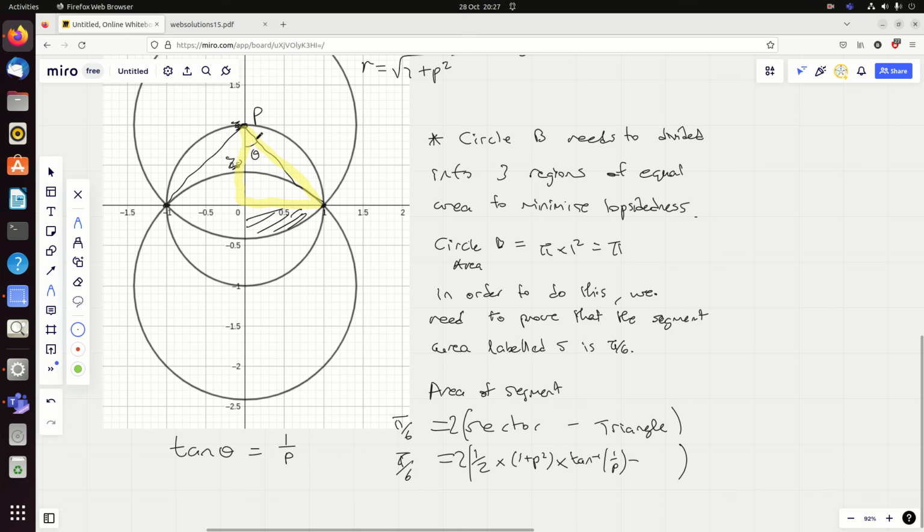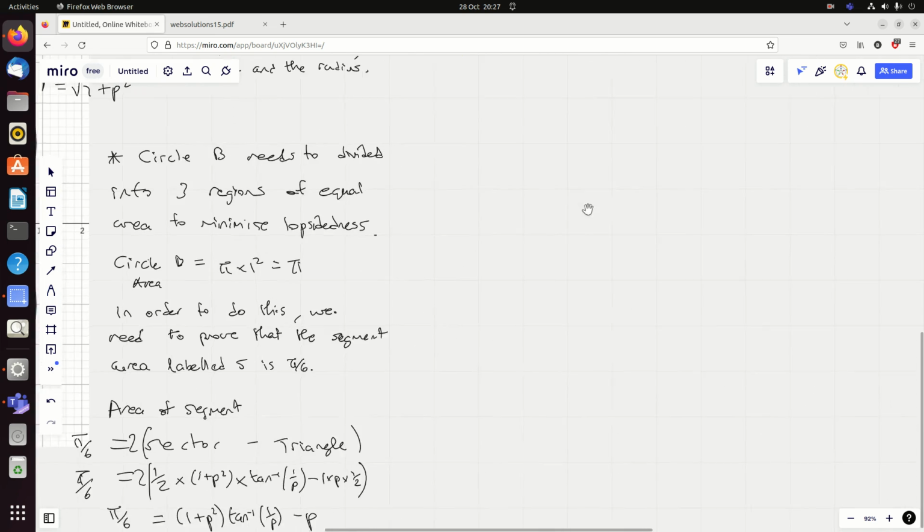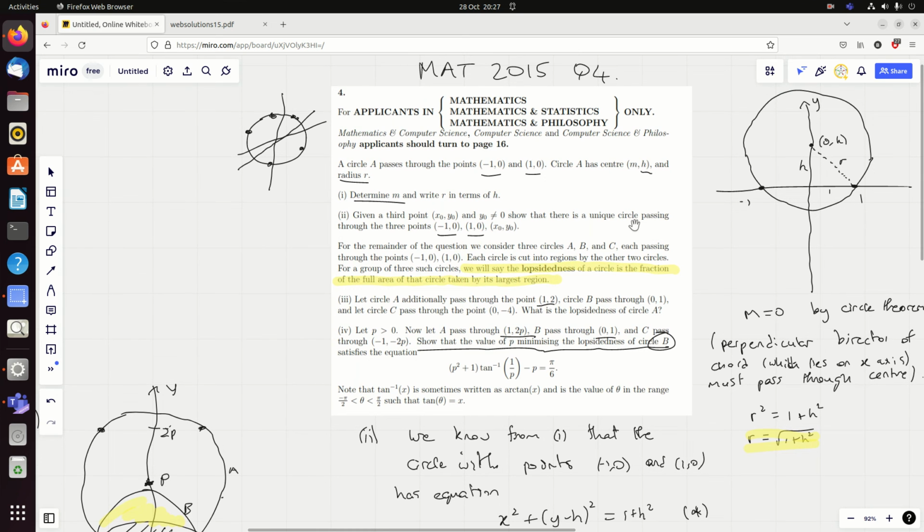Okay, the area of the triangle is just 1 times p times a half. But I'm doubling it, and basically the result falls out in the next line because you just get 1 plus p squared arctan 1 over p minus p. Yeah, done as required. You might want to write a bit more justifying what you've done there, but it's not that bad a question. It really isn't.